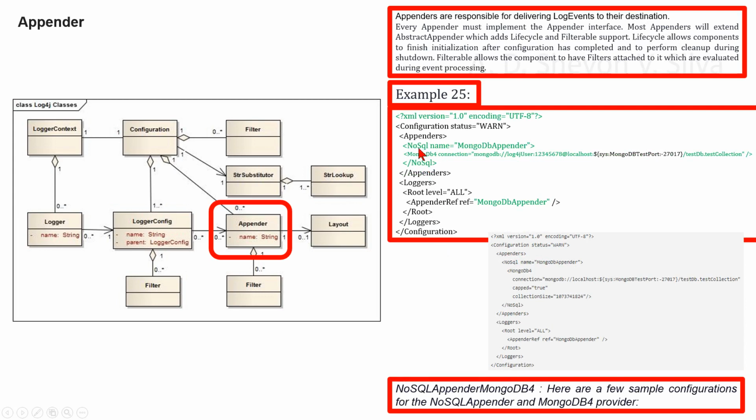Now we are considering the NoSQL Appender MongoDB4. Here are a few sample configurations for the NoSQL Appender and MongoDB4 provider. Here we have the specialization of the NoSQL Appender provider for MongoDB using MongoDB driver version 4. The NoSQL Appender writes log events to a NoSQL database using the internal lightweight provider interface.